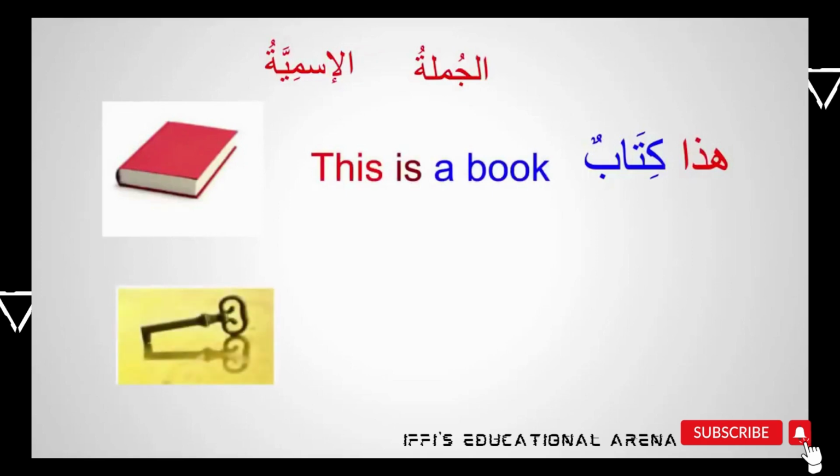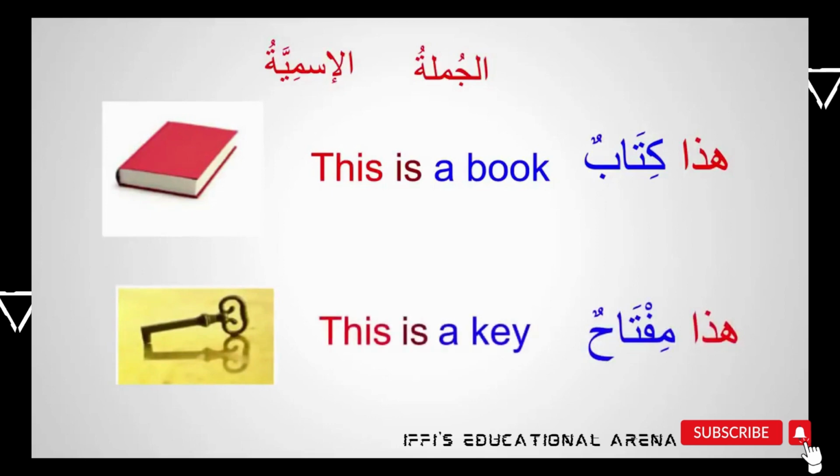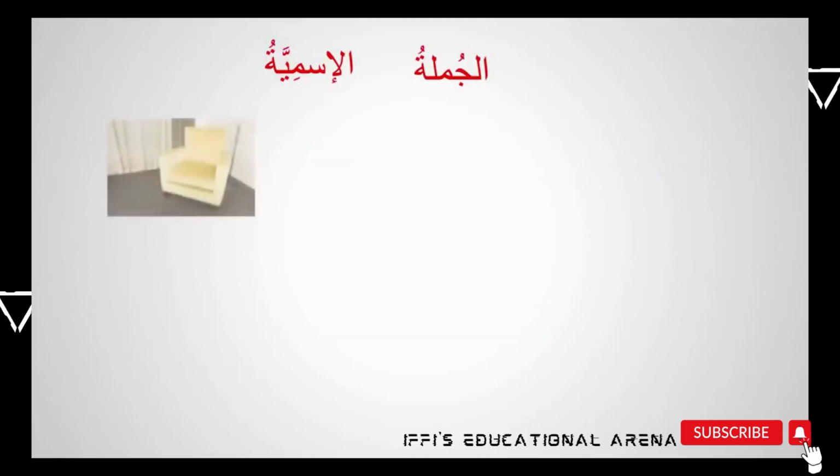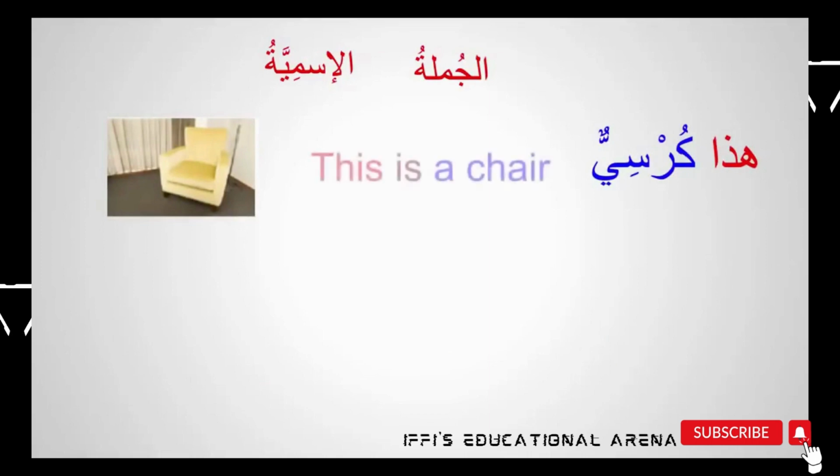What is this? Say هذا مفتاح. مفتاح. هذا مفتاح. This is a key. This is a chair. What do you say? هذا كرسي. هذا كرسي. This is a chair.